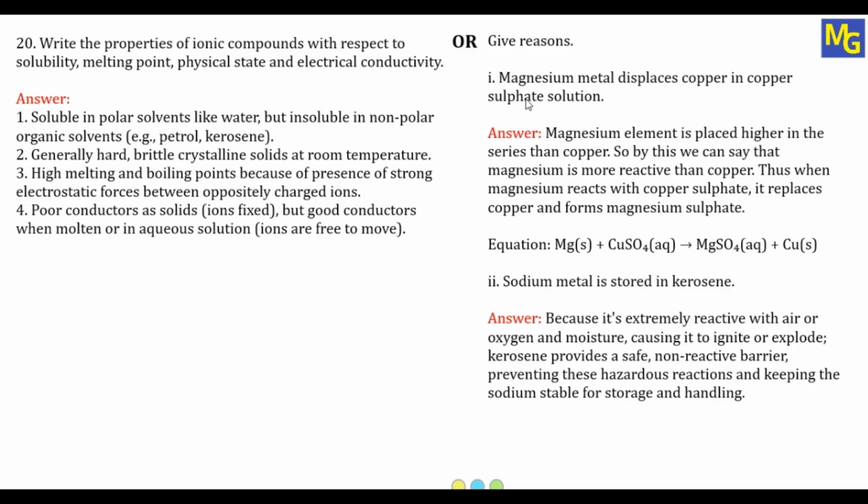So understand, read the statement first. Magnesium metal, when it is reacted with copper sulfate, CuSO4, displaces the copper itself. So why does it happen? Here we have to focus on the electrochemical series. The electrochemical series is the series in which the elements are arranged in order of their reactivity. So let me write that series here.